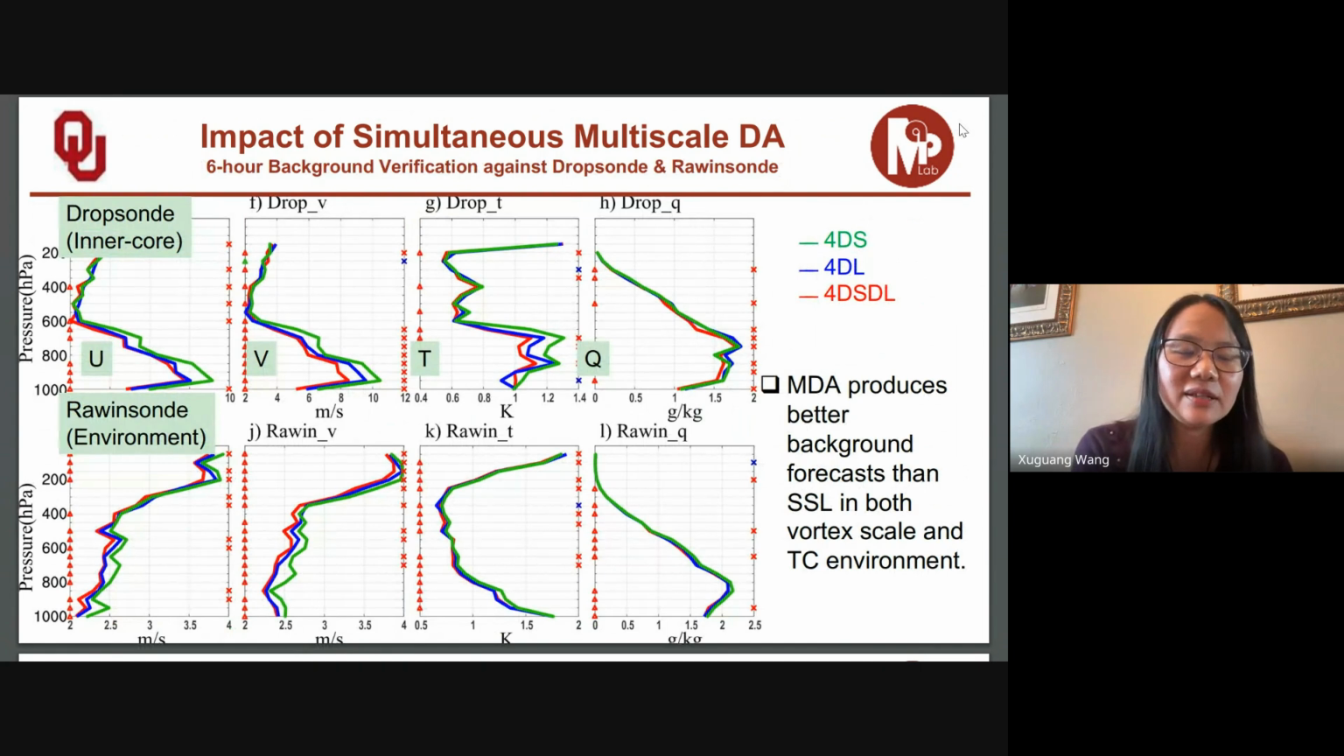So we actually did a few diagnostics. In the interest of time, I'm only going to show 3 examples. So we first try to verify the 6-hour background forecast against various in situ observations at different scales. For example, dropsonde sampling the vortex, and radiosonde and AMV wind sampling the environment. So what we found is that MDA is able to produce better background forecasts than the single-scale localization in both vortex scales and also the environment.